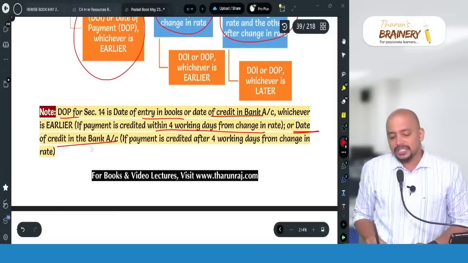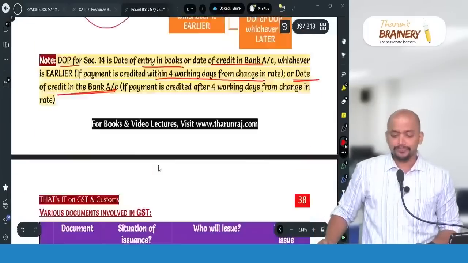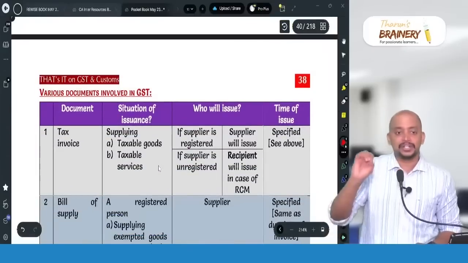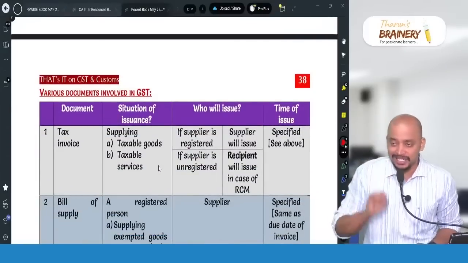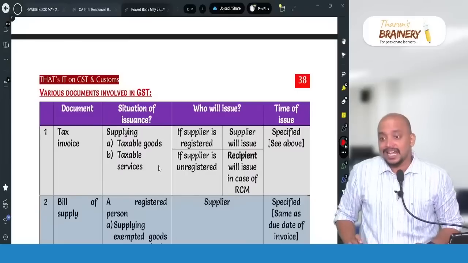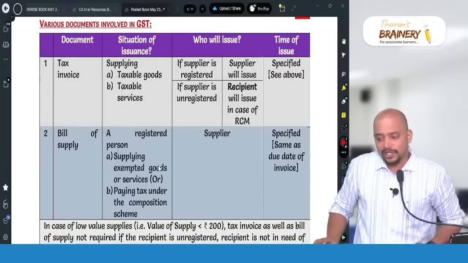The date on which the bank account gets credited, that only will be taken as the date of payment. So, we completed 3 sections in time of supply. Section 12, time of supply in case of goods. Section 13, time of supply in case of services. Section 14, time of supply in case of change in rate. Now, look into this, various documents involved in GST.